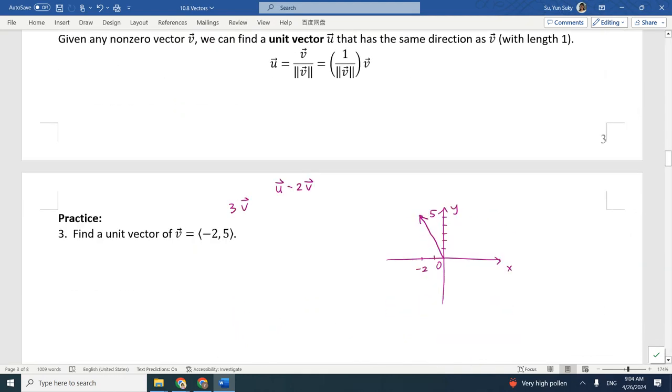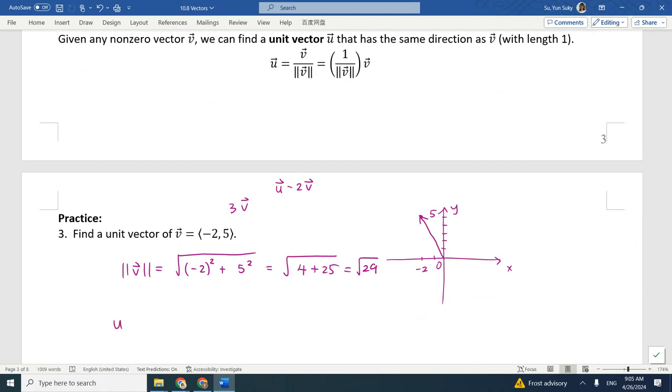Okay, everybody? And then, yes, unit vector. We need the magnitude of v, with the double absolute value bars. This is the square root of the first component squared plus the second component squared. We have negative 2 squared is 4, and 5 squared is 25. So we get the square root of 29. I prefer you to leave it as the square root of 29, so don't plug it into your calculator and get a decimal. I prefer to see the exact value.